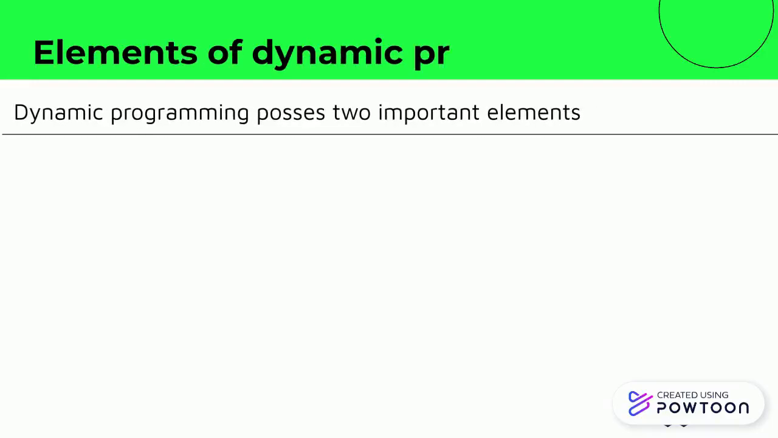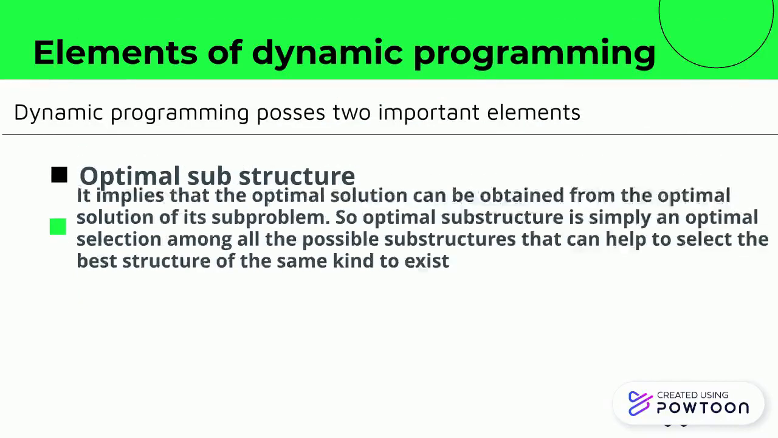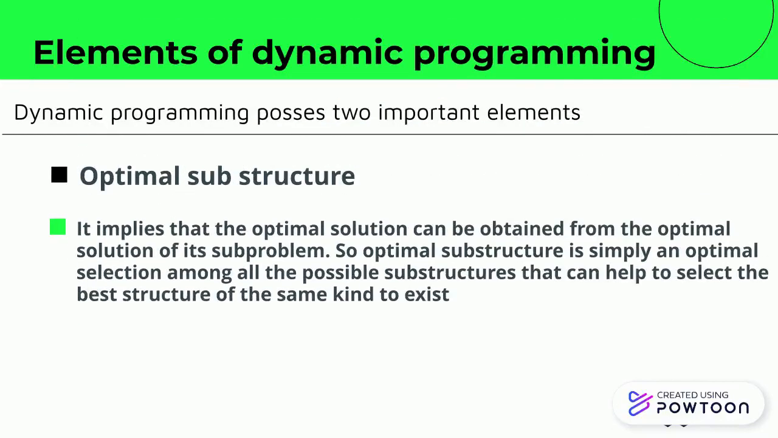And next element of dynamic programming, optimal substructure. It implies that the optimal solution can be obtained from the optimal solution of its subproblem. So, optimal substructure is simply an optimal selection among all the possible substructures that can help to select the best structure of the same kind to exist.